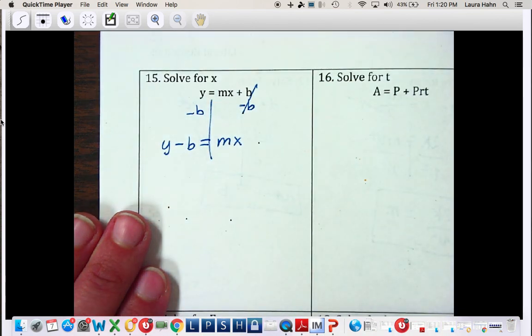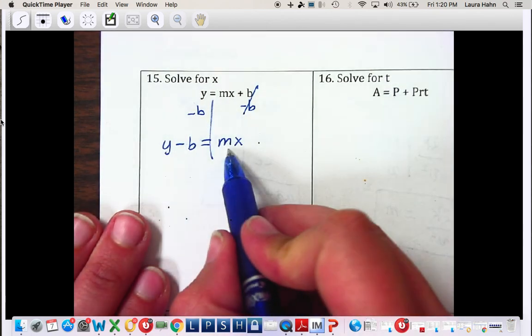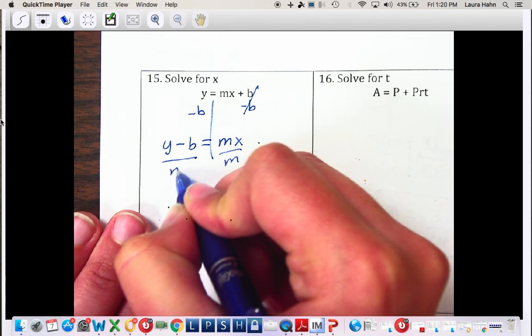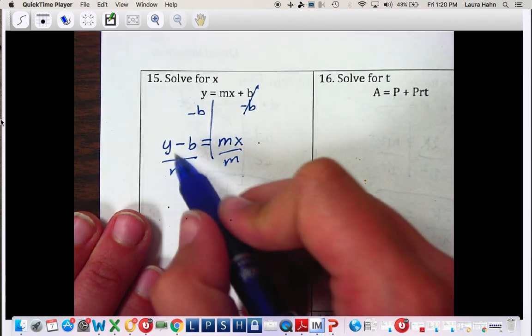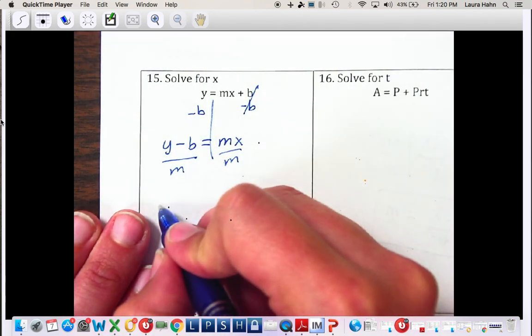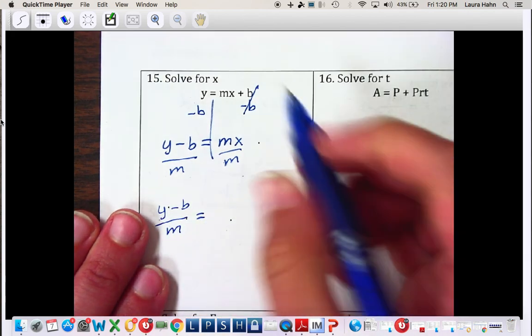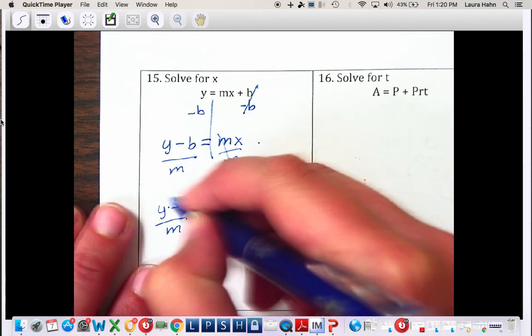So to get x by itself, I need to get rid of the m. They're multiplying, so I need to do the opposite, which is divide. I can't simplify anything on this side, so I'm going to drop everything down exactly as I see it. But on the right-hand side, my m's cancel, so x falls down.